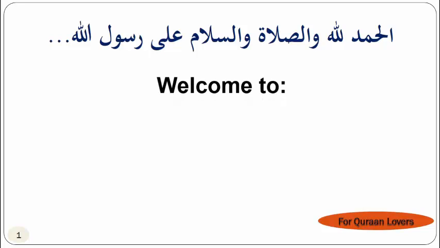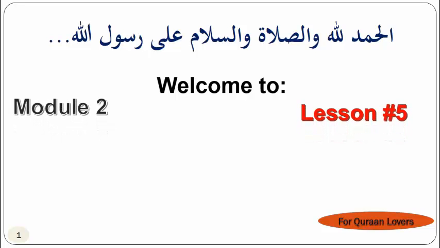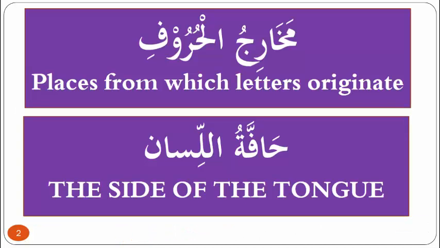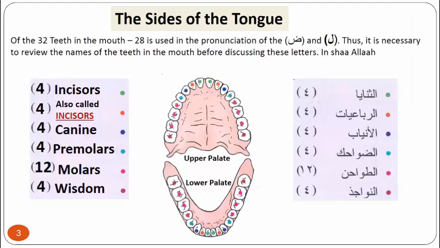Amma ba'du. Brothers and sisters, welcome to Lesson 5, Module 2 of Learn Tajweed for Allah. Today, inshallah, we are going to continue with Makhraj al-Huruf, the places from which letters originate. And the aspect we're going to be dealing with is Hafatul Lisan, which is the sides of the tongue.